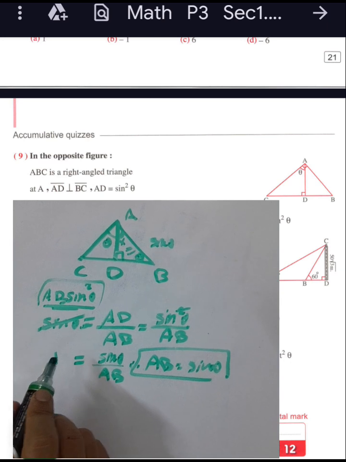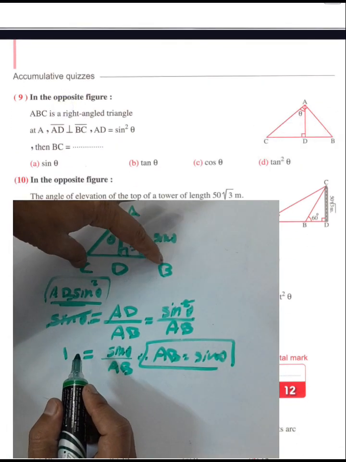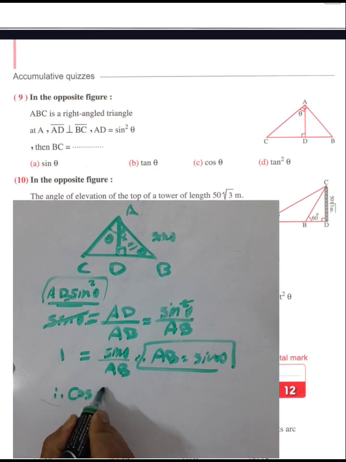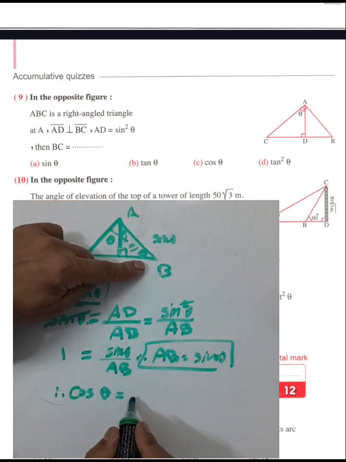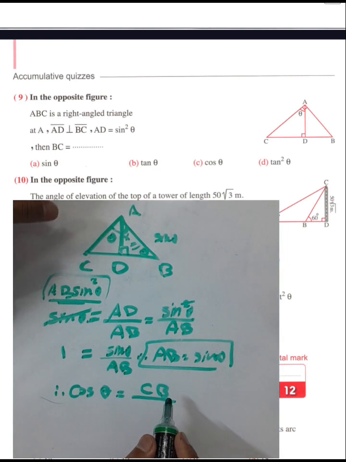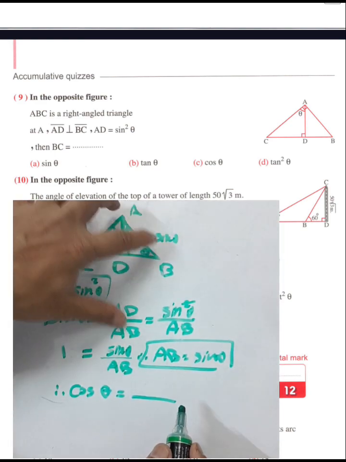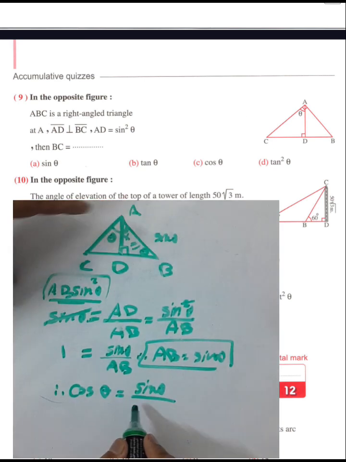Okay, and then what do we want to find here? We want to find BC. BC is adjacent to angle theta. Then we can write cosine theta from the greatest triangle ABC. Cosine theta will be adjacent CB over hypotenuse. We have here its hypotenuse, right? Adjacent sine theta over hypotenuse CB.